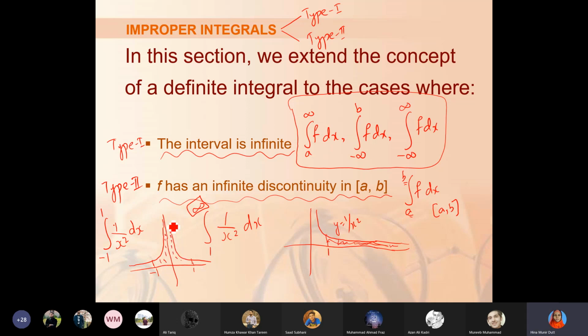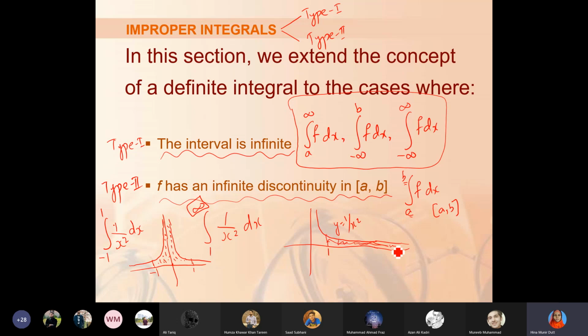So this would be my region. At x equal to 0, the function becomes infinite, so it has an infinite discontinuity, that is, the y-axis serves as a vertical asymptote to this curve. So I have to find the area of this infinite region.